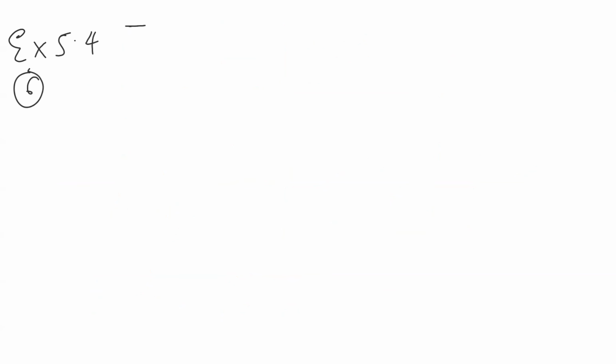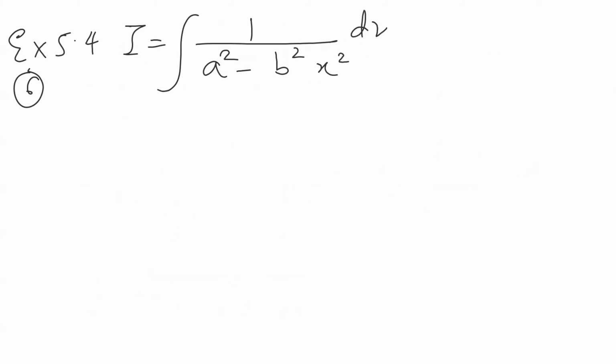Integration of 1 upon a square minus b square x square. This b square is besides x square.